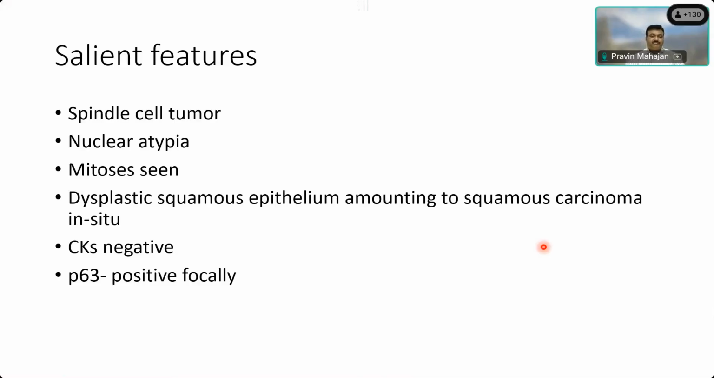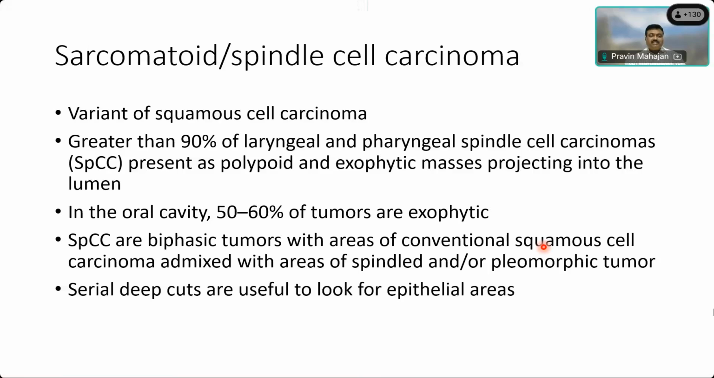Although P63 is focally positive, we can confidently make a diagnosis of sarcomatoid or spindle cell carcinoma, which is a variant of squamous cell carcinoma. Very interestingly, almost 90% of laryngeal or pharyngeal spindle cell carcinomas present as a polypoid or exophytic mass projecting into the lumen. That's the usual way these spindle cell carcinomas present.